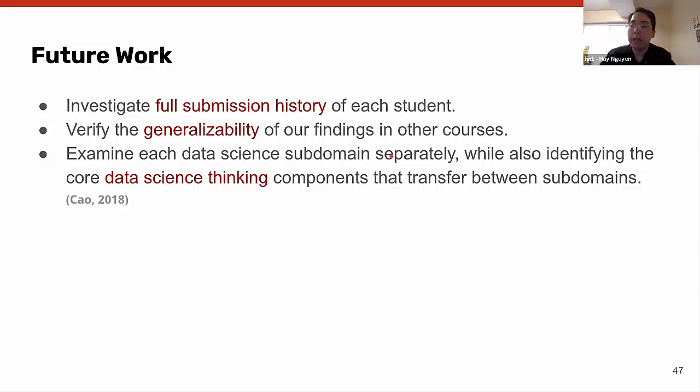And third, we should emphasize that data science is very interdisciplinary, where the nature of code in one subdomain may be very different from code in another domain. For example, a project on web scraping would place less emphasis on vectorized operations, but more on text parsing and cleaning. So it is important to examine each subdomain separately, but also to identify the core data science thinking components that can transfer between subdomains.